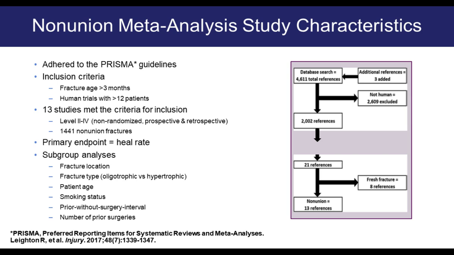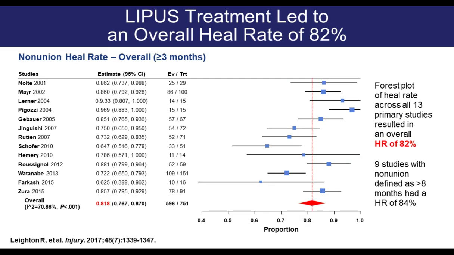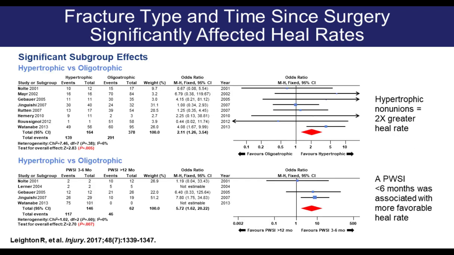You can see the subgroup analysis that they performed, again, looking at age, smoking, prior surgery interval, and number of prior surgeries. And what they found was an overall heal rate of 82% in this meta-analysis. What they found was that hypertrophic non-unions had a 2 times greater heal rate than all other non-unions. And you can see down below that a prior surgery interval of less than 6 months was associated with a more favorable heal rate. So if you think about adding LIPUS, perhaps doing it earlier has some advantage.